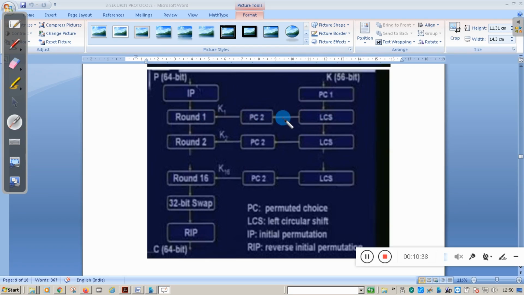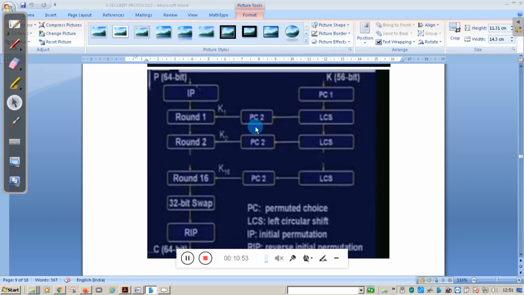For example, the output of the left circular shift at round 1 is fed to one more functional block, PC2. Normally the PC2 is an extension block. What it will do is generate a 64-bit key from the 56-bit key, because the plain text size is 64 bits. In order to provide compatibility between the plain text and key, the 56-bit key is converted into a 64-bit key. So at each round the particular key is generated, K1, K2, K3, K4, K5 till K16. All these are fed to the rounds.